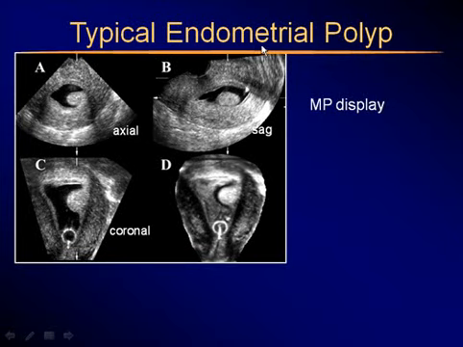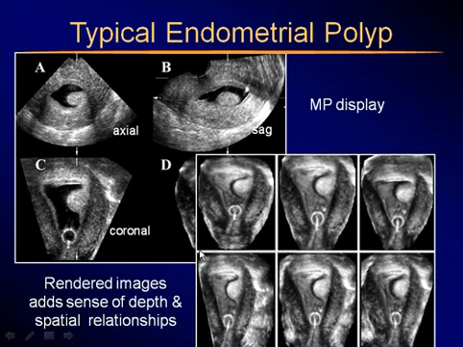The typical endometrial polyp is a homogeneous, hyperechoic, smoothly marginated, well-defined mass. And this is obviously seen here on this MP display and on these rendered images. We can even see it better.